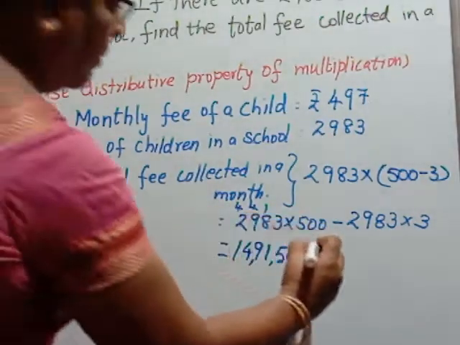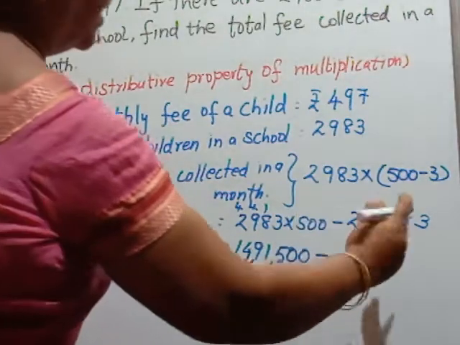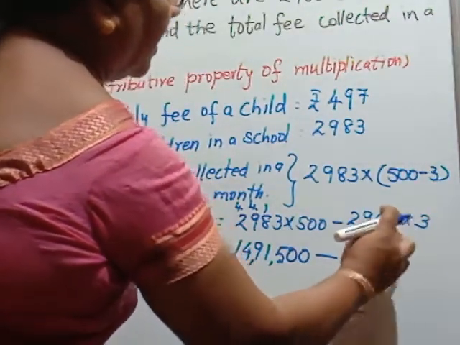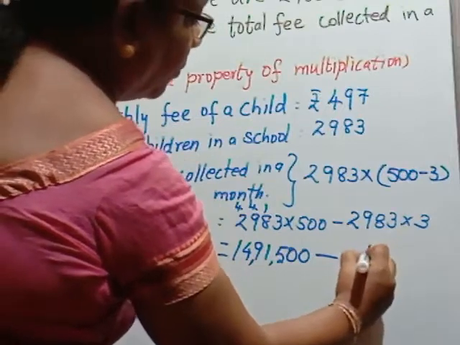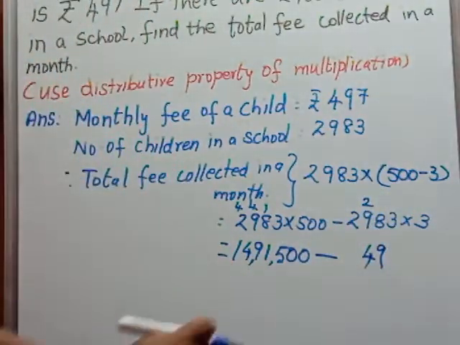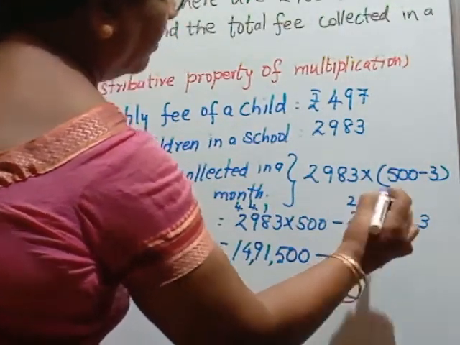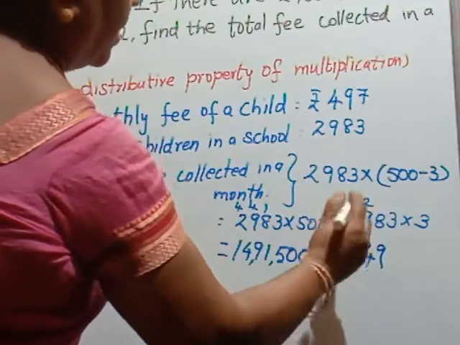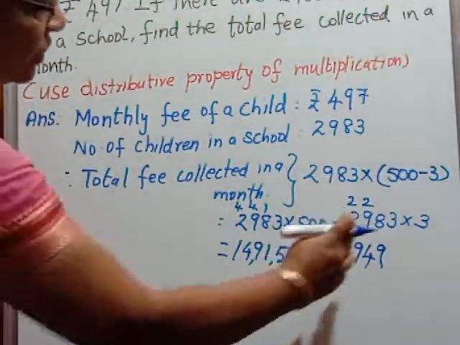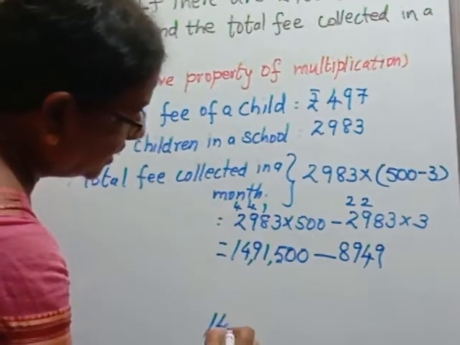Now, minus. We are going to minus 3 times 2,983. 3 threes are 9. 3 eights are 24. Remainder 2. 3 nines are 27. 27 plus 2, 29. Remainder 2. 3 twos are 6. 6 plus 2, 8. Now we have to subtract this number and do the subtraction for your understanding here.